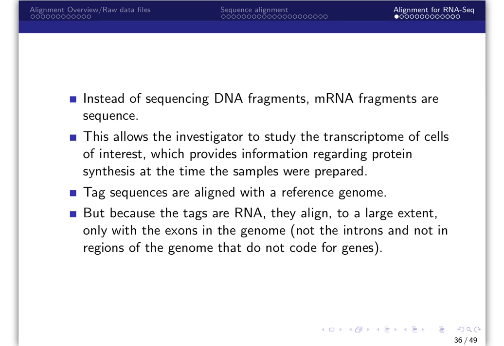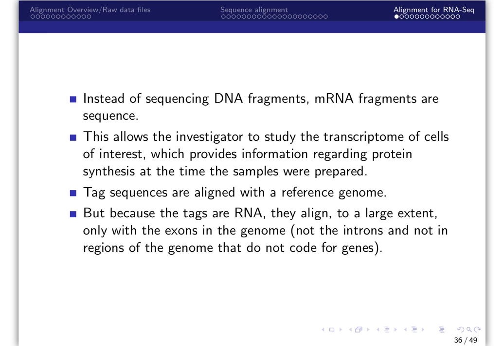Now we will turn our attention to aligning RNA-seq data. Instead of sequencing DNA fragments, mRNA fragments are sequenced. This allows the investigator to study the transcriptome of cells of interest, which provides information regarding protein synthesis at the time the samples were prepared. Tag sequences are aligned with a reference genome, but because the tags are RNA, they align to a large extent only to the exons in the genome, not to the introns and not to regions of the genome that do not code for genes.